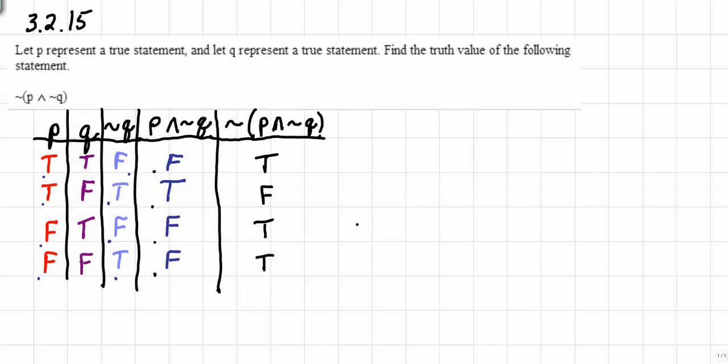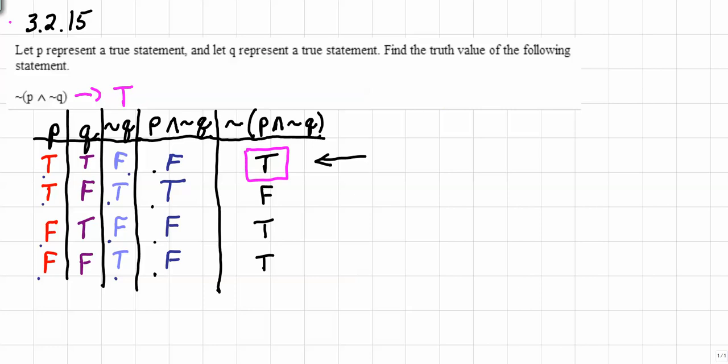Now, the thing about this, though, is we're really only concerned about this first row. The question says let P represent a true statement and let Q represent a true statement, and find the truth value of the following statement. And that's why we end up with this answer right here. This right here would be considered a true statement.